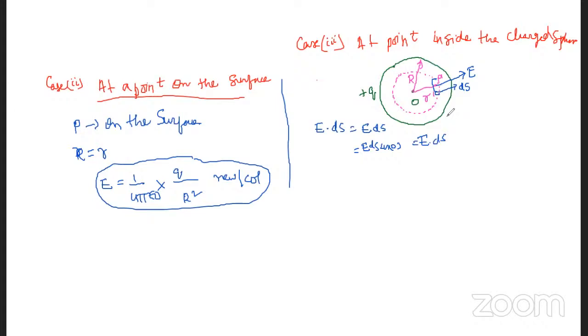Now we'll see the electric flux through the entire Gaussian surface. For that purpose, we have to integrate, as we did in the previous one. Phi E will be equal to the surface integral of E dS. E is constant over the entire surface, so we'll take it outside. So it will be E times the surface integral of dS, which will be equal to E into 4 pi R dash square.